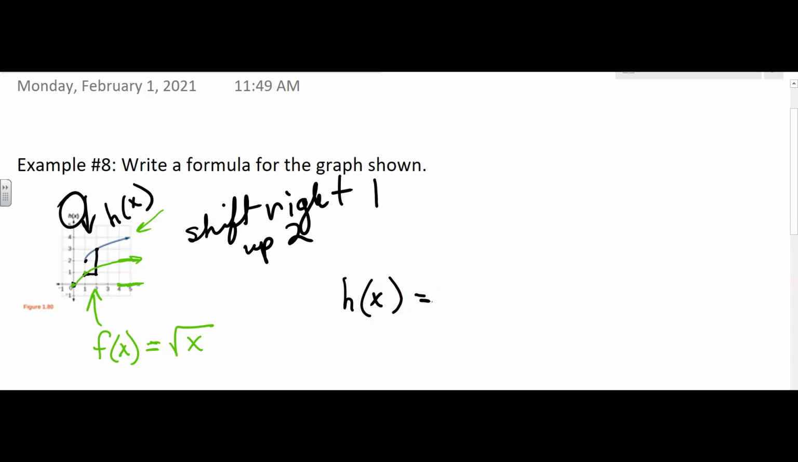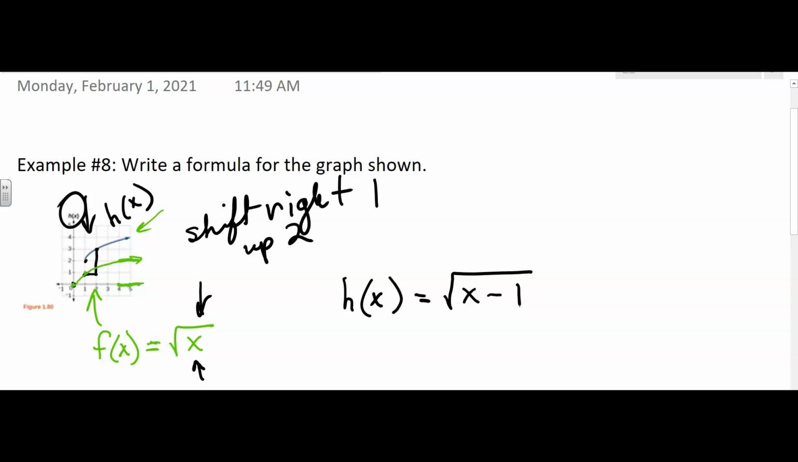is going to equal, now it's a shift to the right of 1. How did we do that? What's the function we're applying? We're applying the square root function. So that right shift has to occur inside there. So it's going to be the square root of x. Now, is it going to be plus 1 or minus 1? It's shifting to the right, so it should be minus 1.